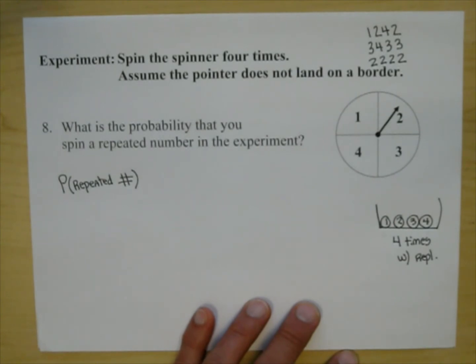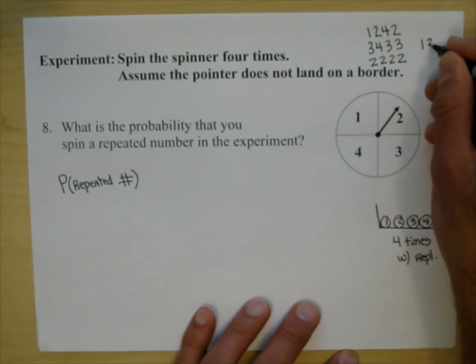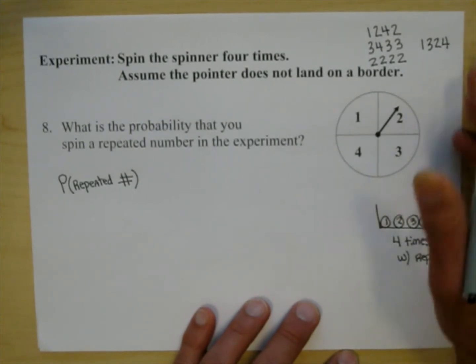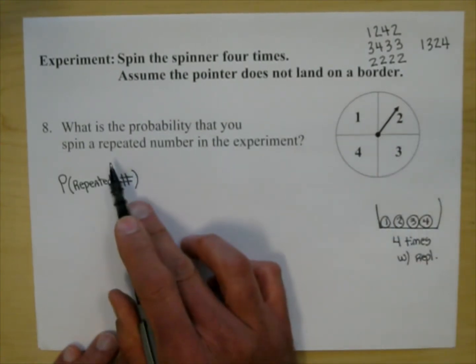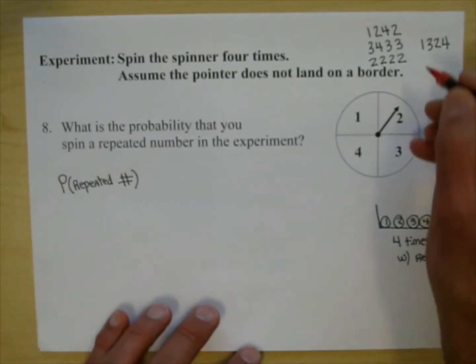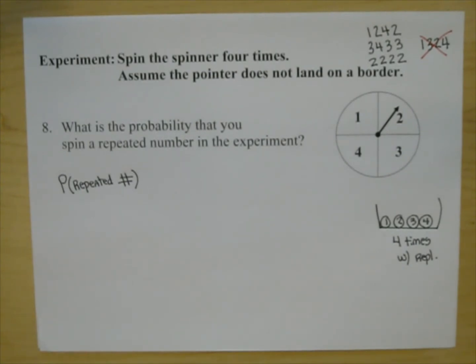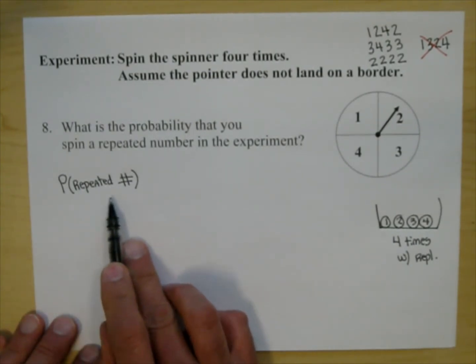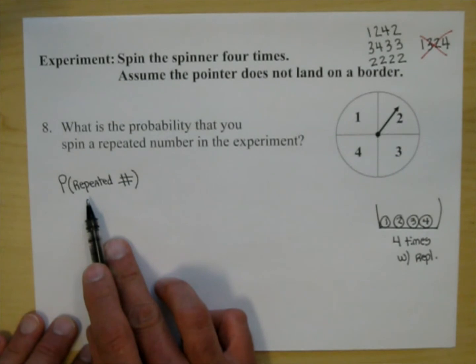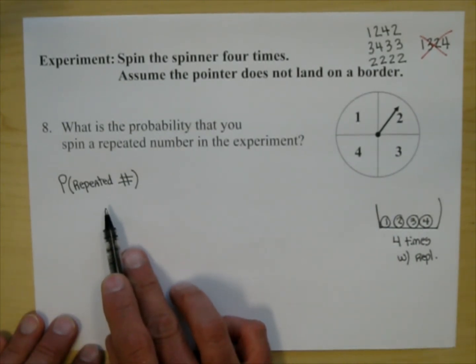But something that you would not like would be a 1, 3, 2, 4. Why is that something you don't want? Because they say you want to spin a repeated number. So this is something we wouldn't want. This is a very tough problem. The probability of getting a repeated number is a tough problem.